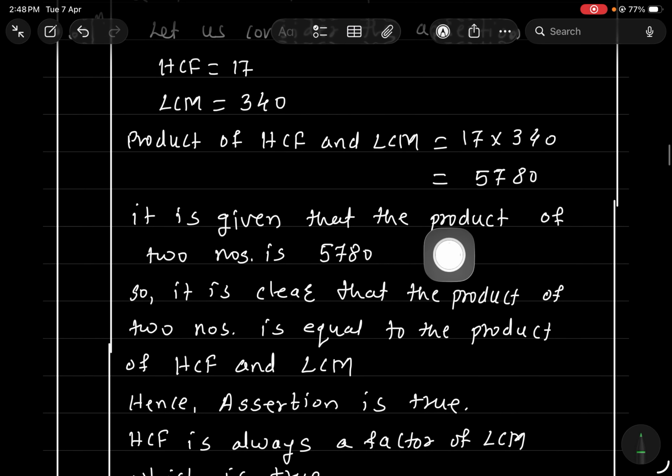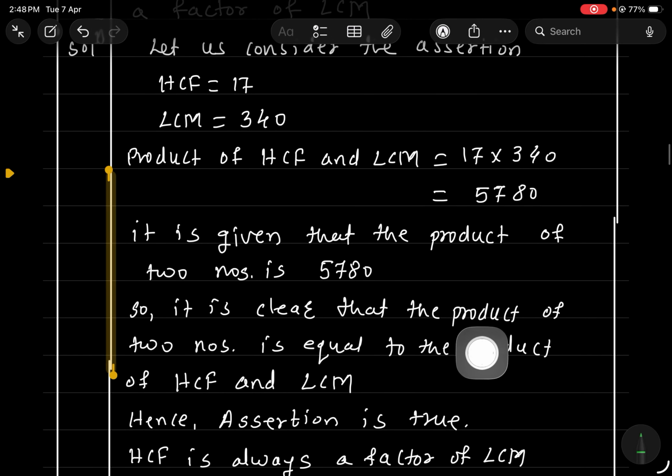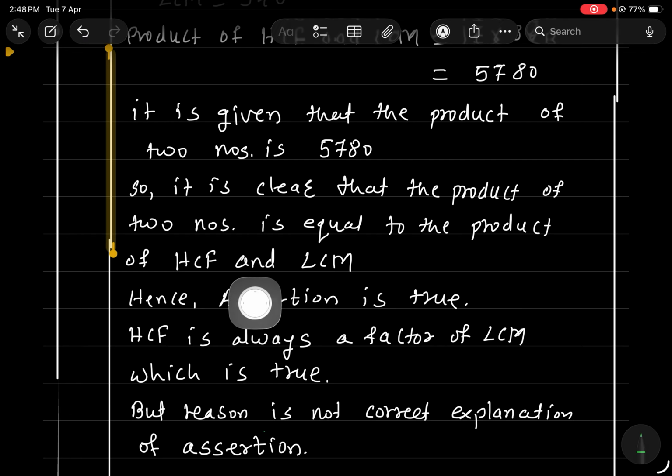5780 is coming, and it is given that the product of the two numbers is 5780. So it is very clear that the product of two numbers is equal to the product of the HCF and LCM. That means the assertion is true.